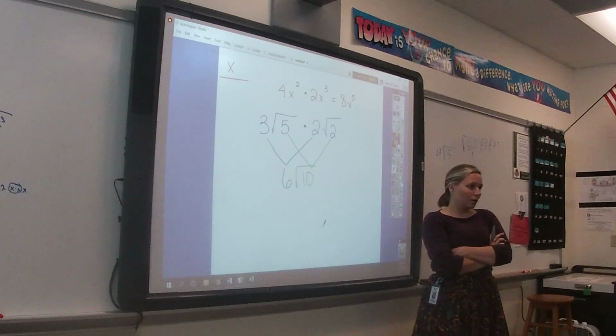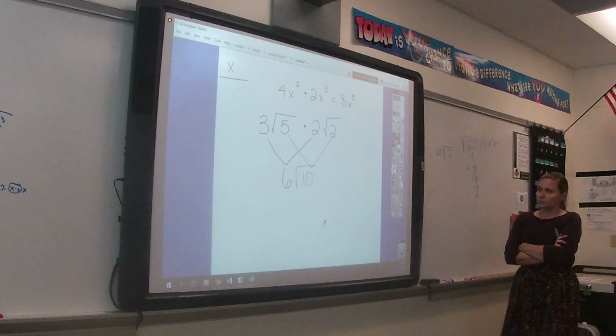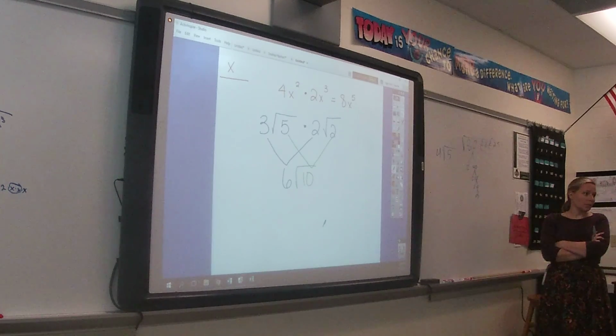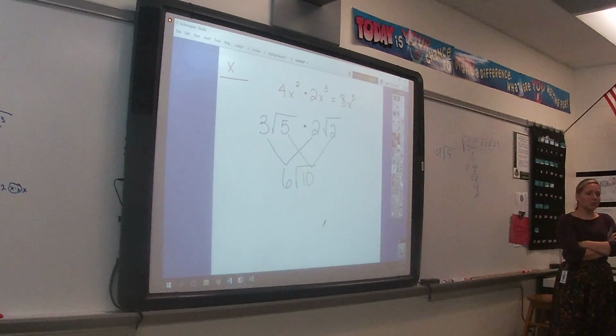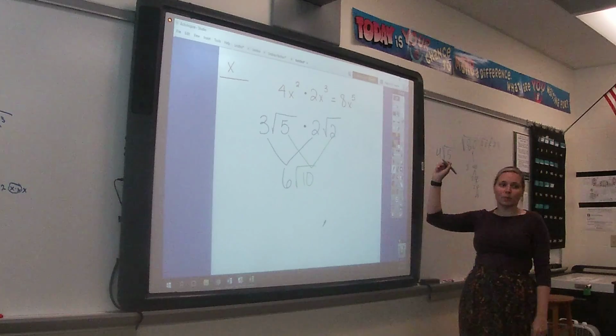I feel like this is the easiest one. Okay, the outside numbers get multiplied together, the inside numbers get multiplied together.